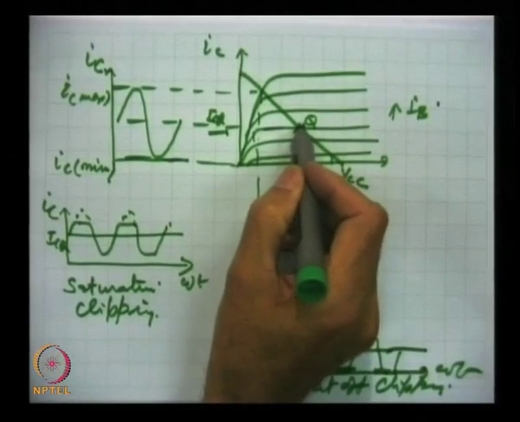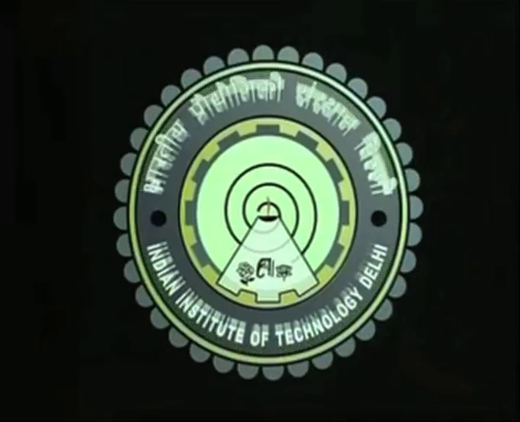We will continue the analysis, and these concepts which we have developed we will use for getting the maximum output power and efficiency of the class A amplifier. That we will continue in the next lecture.